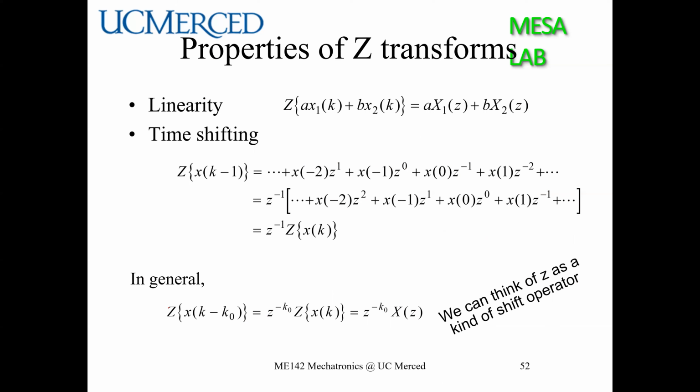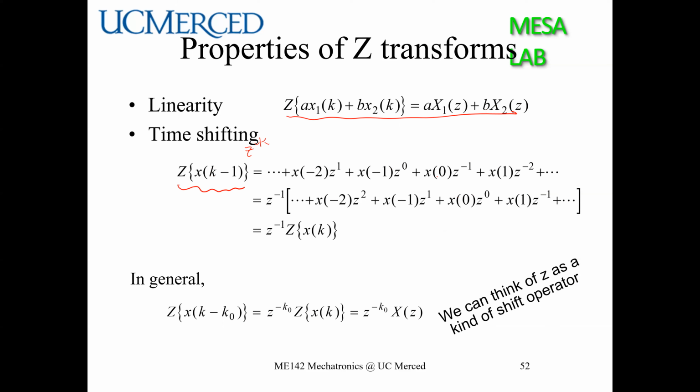Properties such as linearity and time shifting. Linearity is easy to prove. Time shifting is interesting. So you have Z of x(k minus 1) according to the definition, which is x(k minus 1) times Z to the minus k. Keep writing Z minus k.